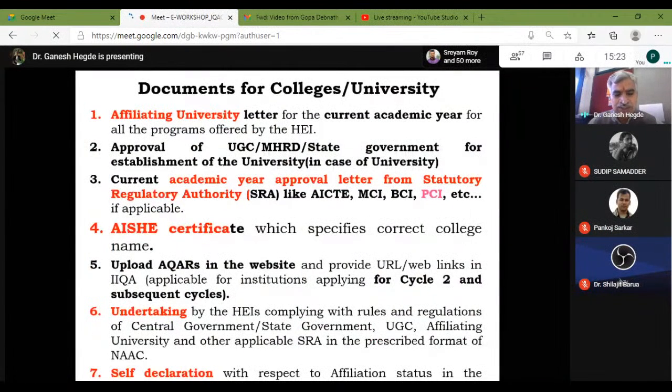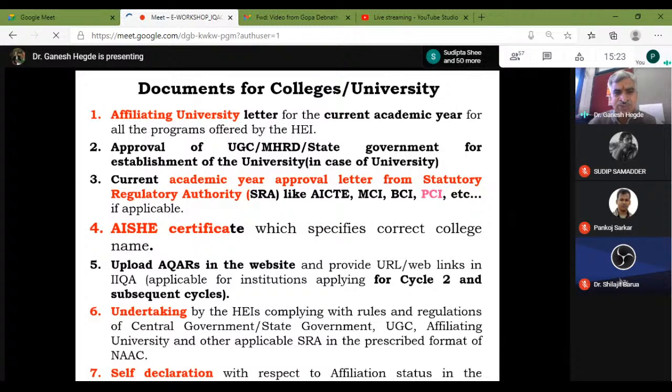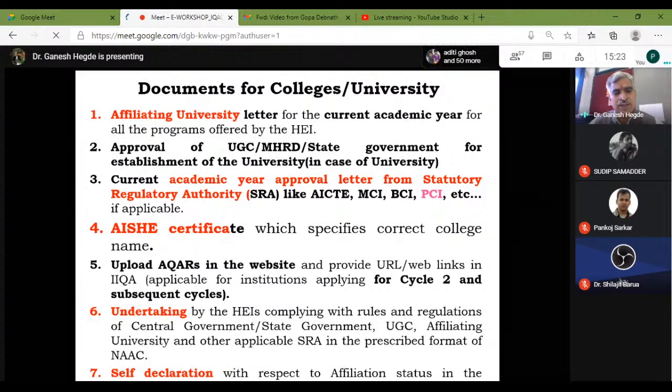What are the documents required for the IIQA? For the IIQA, there is an affiliating university. Suppose your college is affiliated to the Calcutta University. Now, Calcutta University has to give the affiliation letter, either the registrar, the joint registrar, or the Dean, stating that these are the programs run under the college.